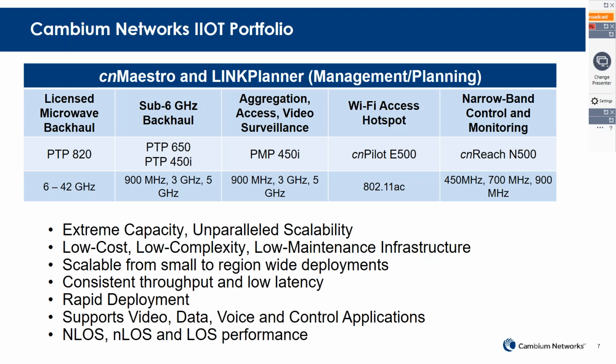So in terms of line of sight, we support non-line of sight, near line of sight, and clear line of sight. Obviously, the narrowband product is for non-line of sight, and microwave is for clear line of sight. And you get different kinds of latency, and different applications to support, for example video, data, voice, and control. And naturally, this product portfolio can be deployed worldwide in different regions.